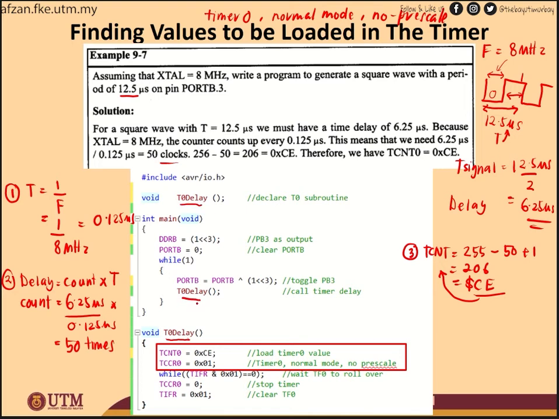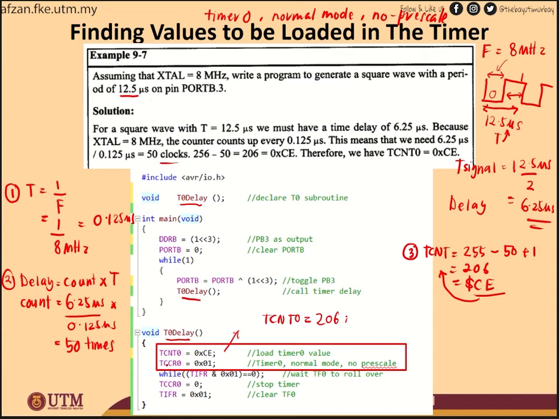And then, what is the first step when you write your program? First you load your TCNT. Since we are using Timer 0, TCNT0 equal to 0xCE, or sometimes you can put the decimal value as well, 206.